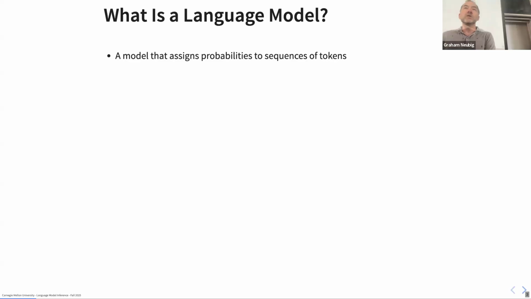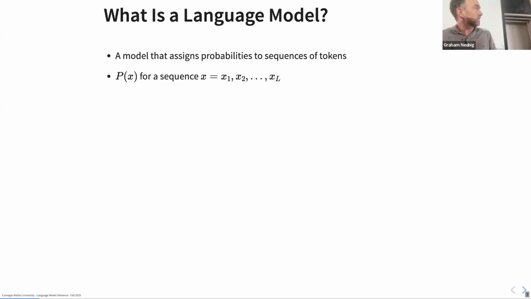What we talk about when we are talking about a language model is a model that assigns probabilities to sequences of tokens. This could be conditioned on something else, like an image, but mostly we're going to be talking about output where it's a sequence of tokens, either in natural language or code or something like that.